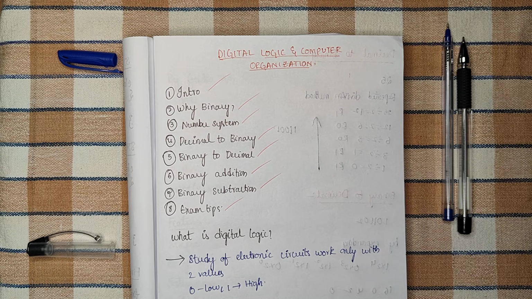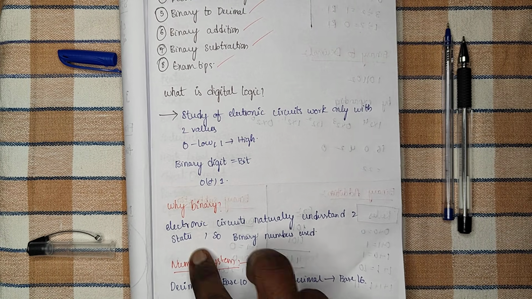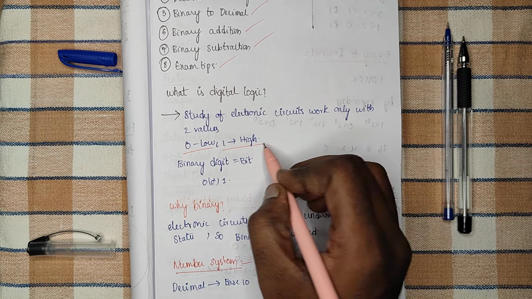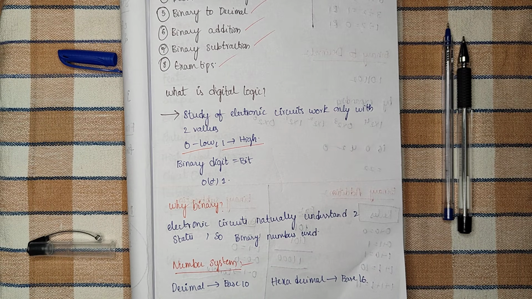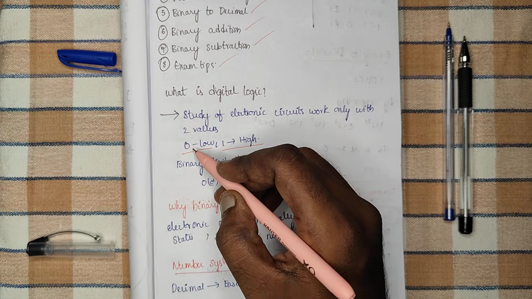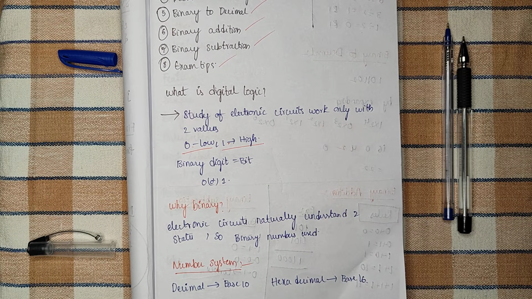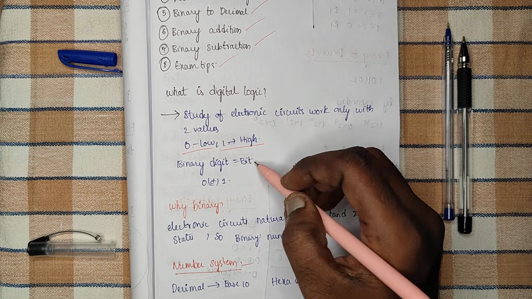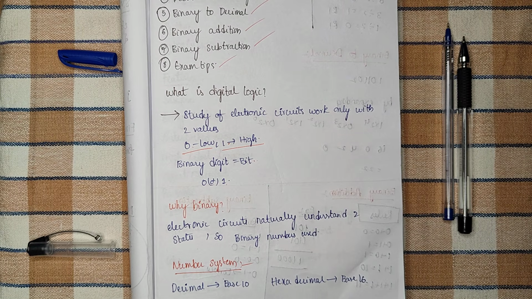So what is digital logic? Digital logic is nothing but the study of electronic circuits which work only with two values: 0 for low and 1 for high. Everything inside a computer works using only two electrical states: either electricity is present or electricity is absent. Instead of calling them electricity on and off, we call them 0 and 1. These are called binary digits. A binary digit is a bit, either 0 or 1.